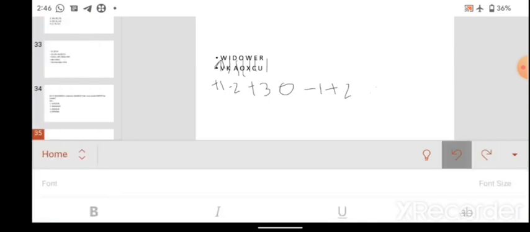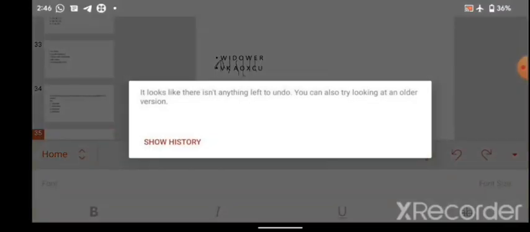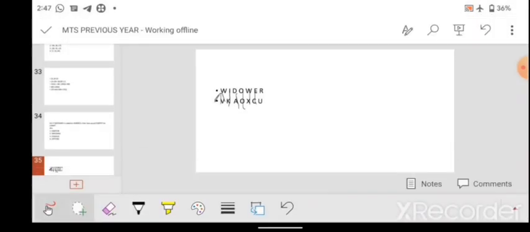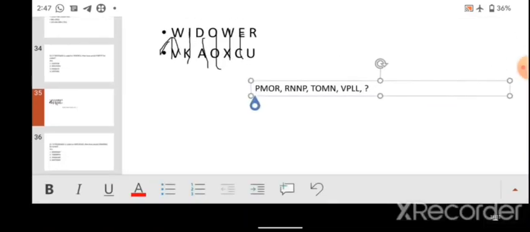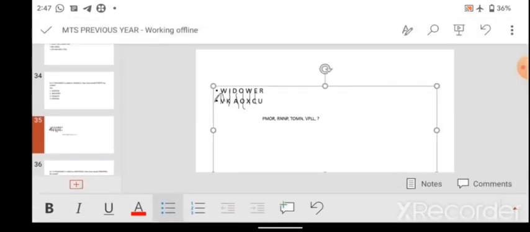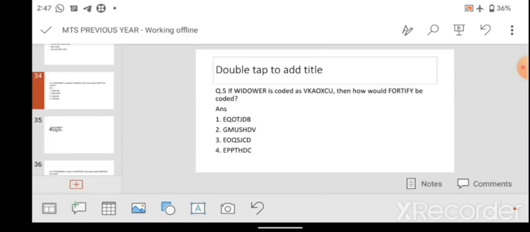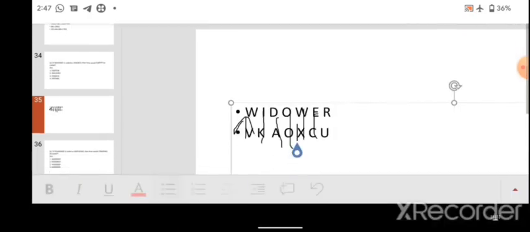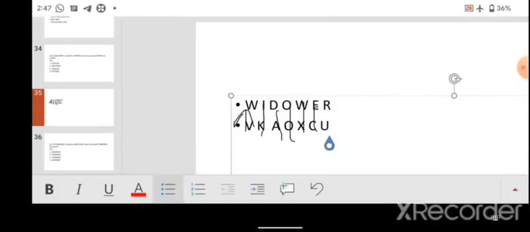So how will we do it? The question given to us, what is it given? 45. So how will we do 45? So we have to do 45.